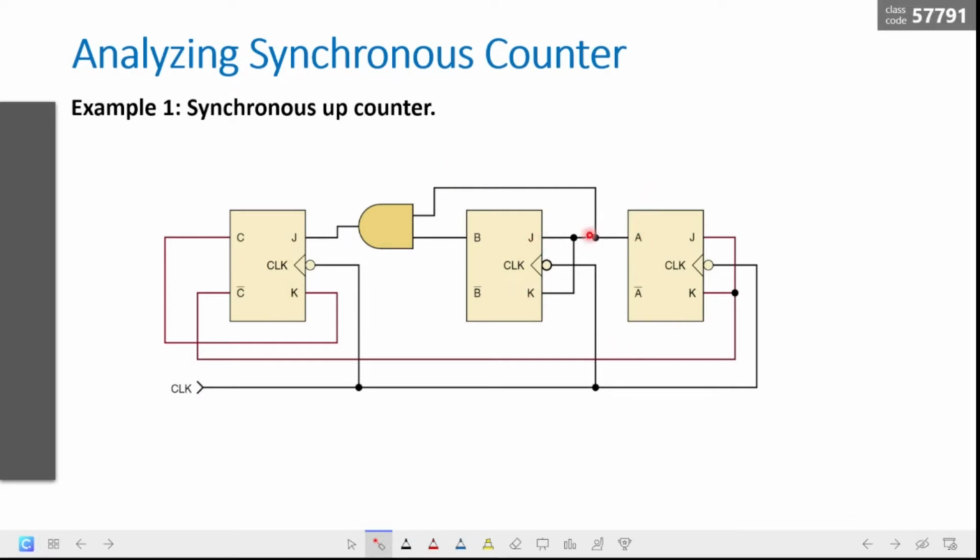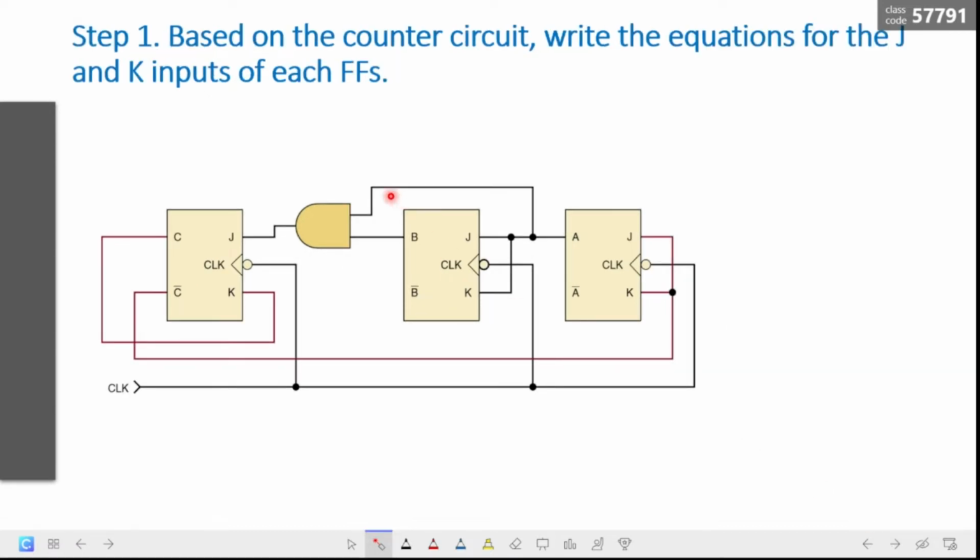And flip-flop B, where are J and K connected to? And flip-flop A, where are the inputs connected to? Those are the things that we're going to investigate when we get a circuit like this. Then the first step is to write the equation for J and K input for each flip-flop. So let's do this one.